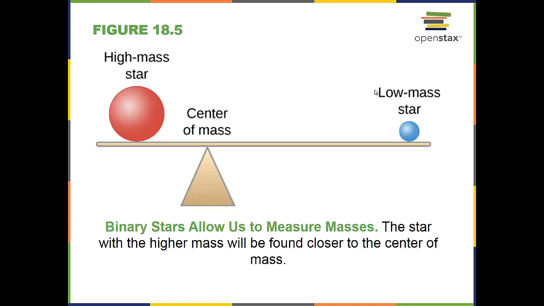Binary stars are useful to astronomers because they allow us to measure masses. The two stars orbit the center of mass. The more massive star has a smaller orbit than the less massive star. If you know the orbital period and distance, you can use Newton's version of Kepler's third law to get the masses of the stars. This is the only direct way to measure masses in astronomy. We can only measure the mass of something if it has something else orbiting it.